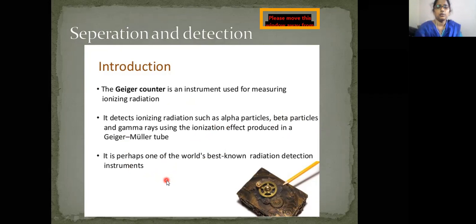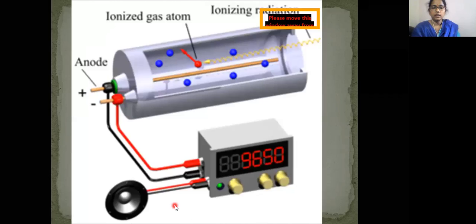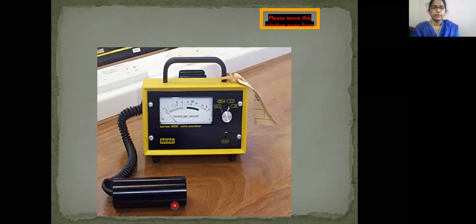So it can be used for the detection of the isotopes in the compounds separated, okay? So this is the picture of the Geiger-Müller counter, okay?